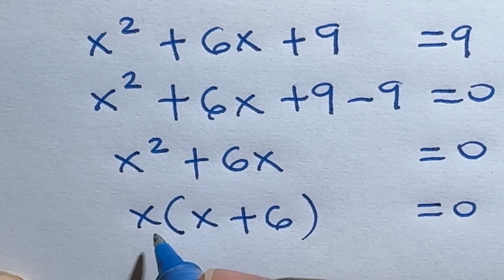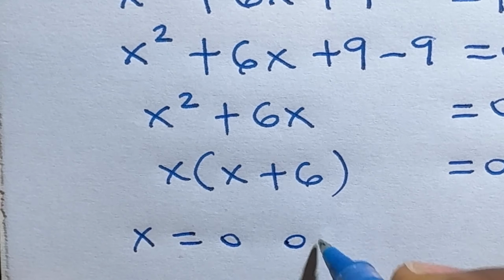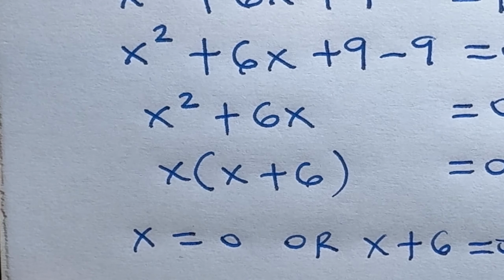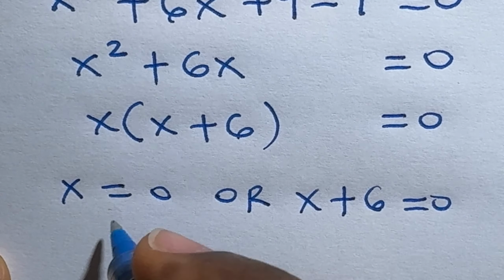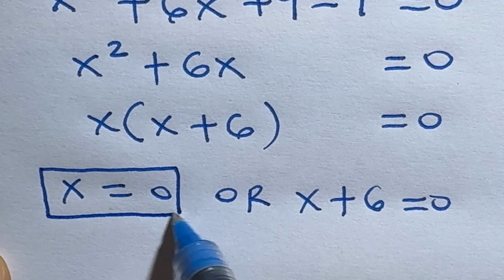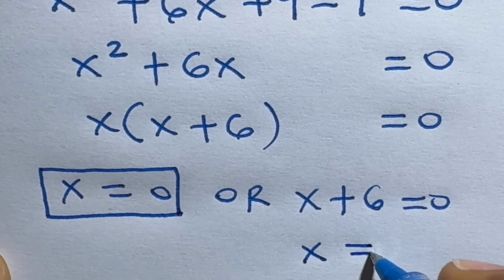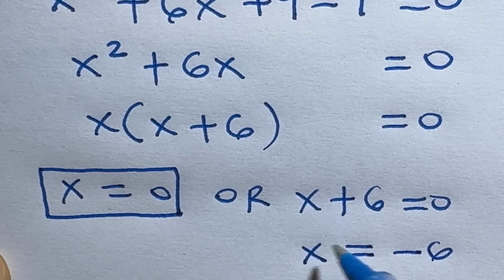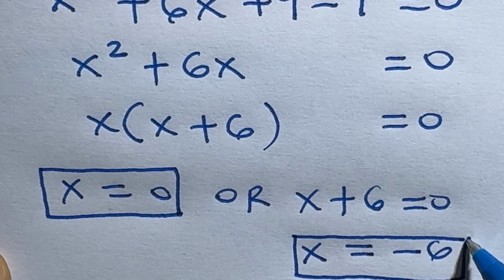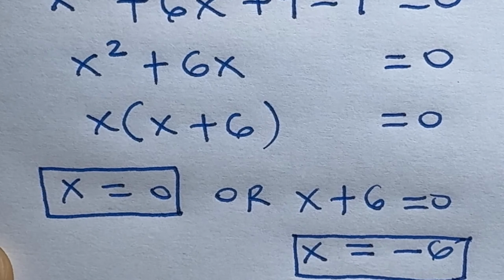This means that either x is equal to 0 or x + 6 is equal to 0. From the first one, the solution is already obvious, x is equal to 0. And from the second one, x is equal to −6. So we have two solutions from this problem. Alternatively, we can solve this in another way.